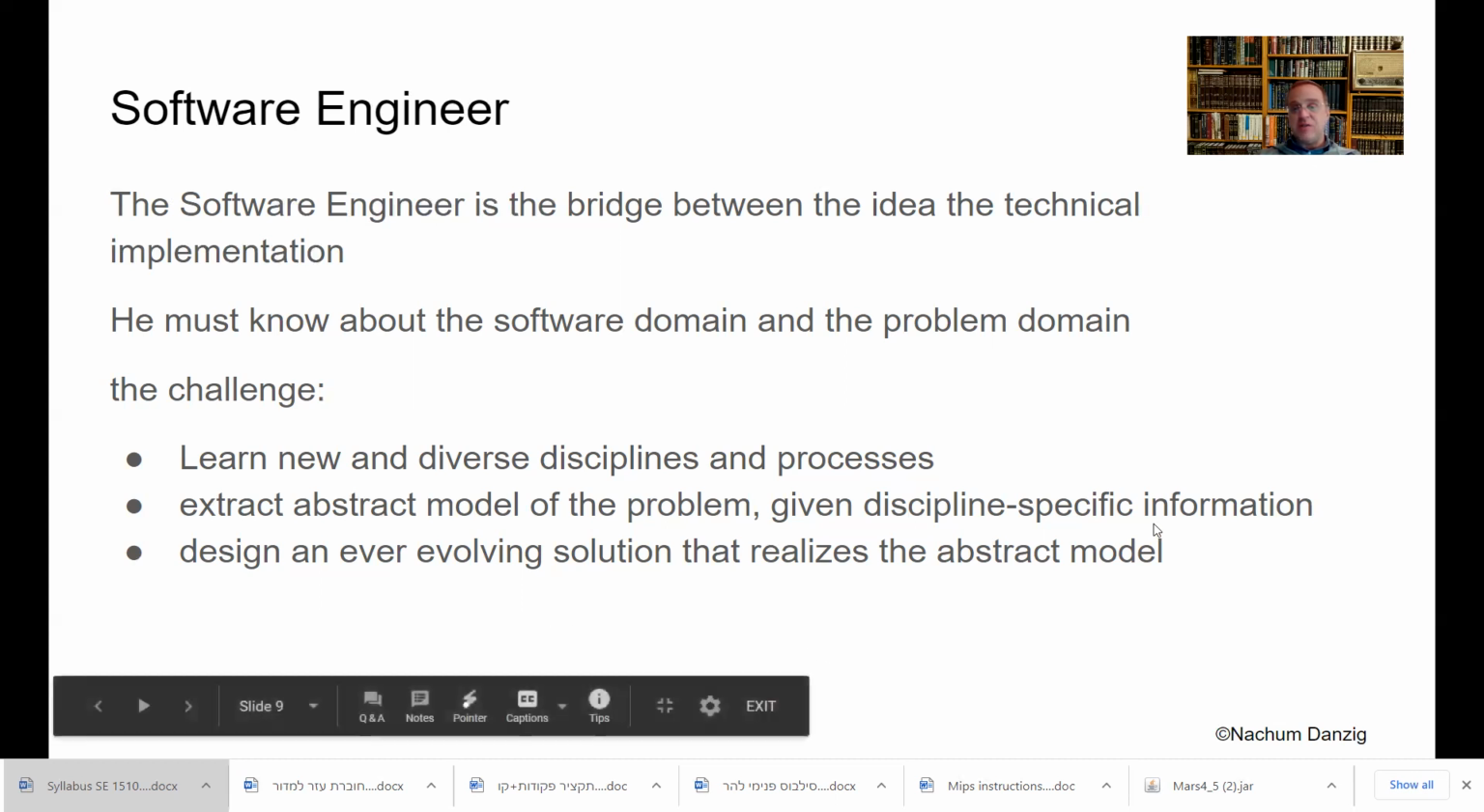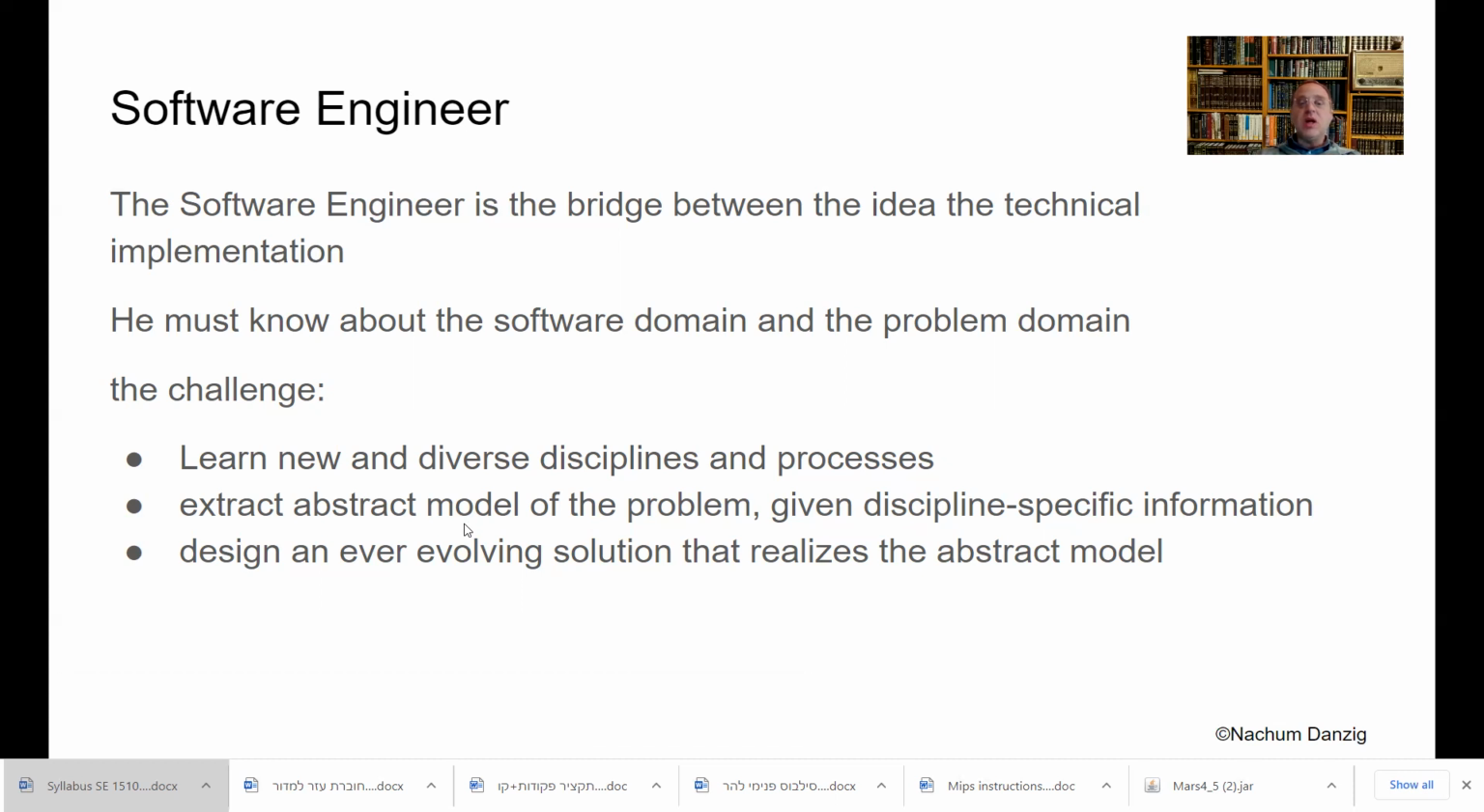Given discipline-specific information. In other words, it's not just any model. It should be according to the discipline called software engineering. You need to design an ever-evolving solution that realizes the abstract model. In other words, it's not enough to have a solution that solves the problem. It should be a solution that is capable of evolving, that you can add easily to it, that you shouldn't have to rewrite the whole thing because you want to make one change.